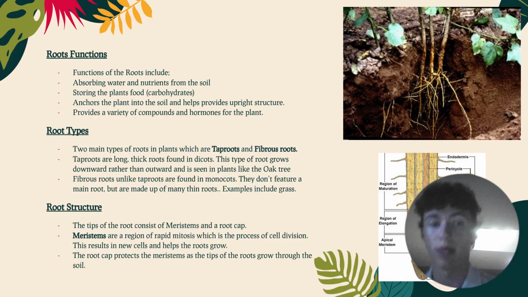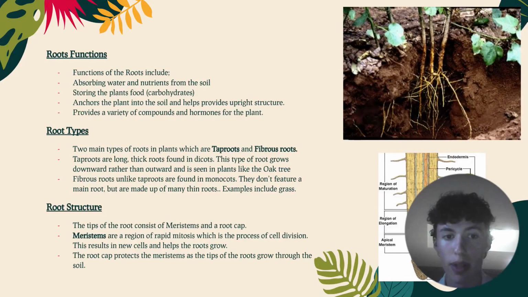So for root structure, the tips of the root consist of meristems and a root cap. The meristems are a region of rapid mitosis. I'm sure we know what mitosis is by now, but it's basically the process of cell growth and the multiplication of cells through cell division. And this results in the roots growing, right?